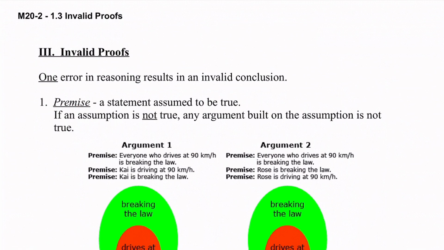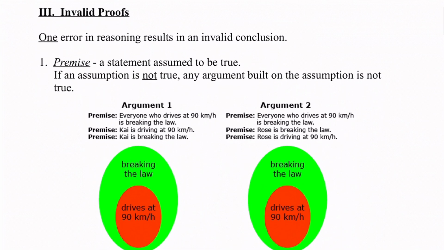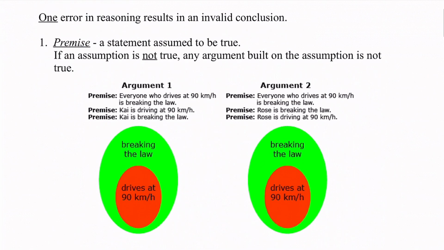A premise is a statement assumed to be true. Often you're going to start off your proof with a premise, build off that, and then prove something. If an assumption is not true, any argument built on that assumption is also not true. You've got to start with something true, and then everything after that has to be factual, with no errors.